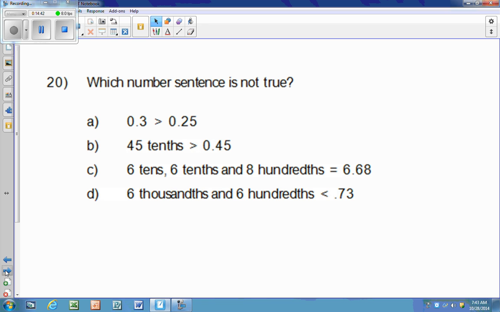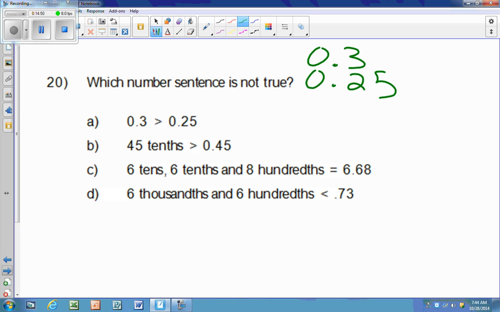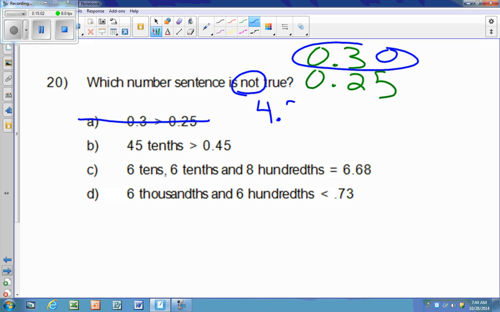Number 20, which number sentence is not true? So we're going to go through them, and I'm going to line them up. I have 3/10ths. I have 25/100ths. I'm going to fill in my 0. And in this case, I know that this number is larger. So that's true. So it can't be the answer because I'm looking for not true. 45 tenths would be written like this. So I'm going to line them up. I know that this is larger, which is true, so it can't be that one.